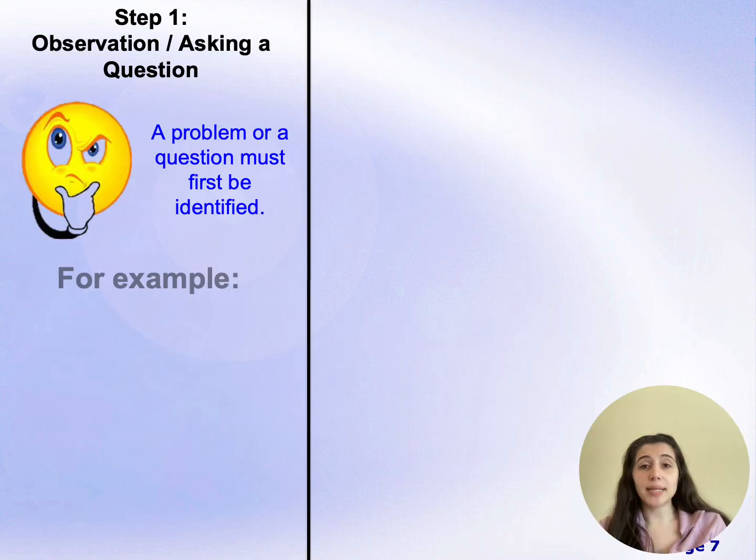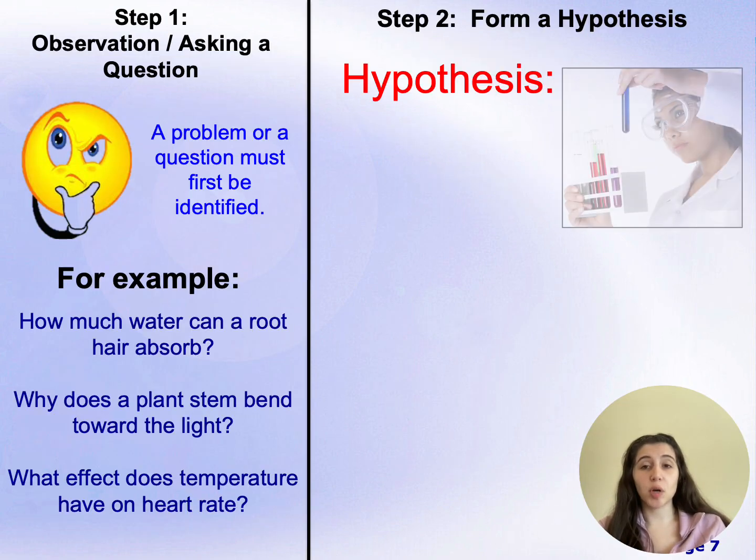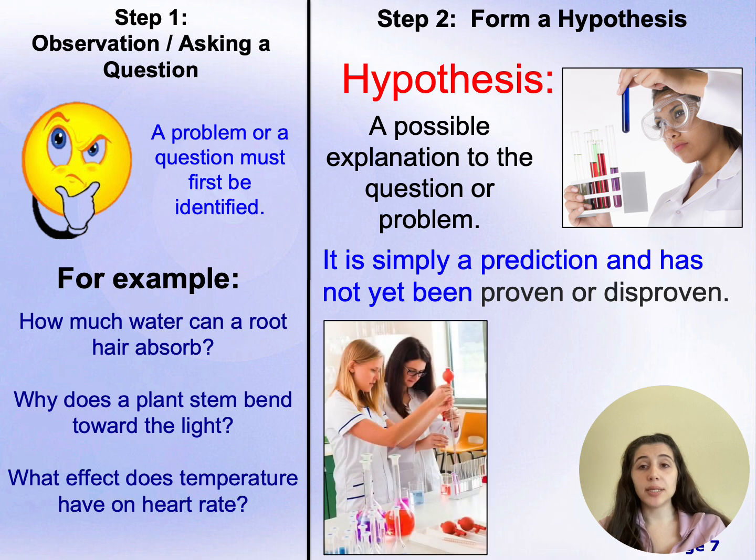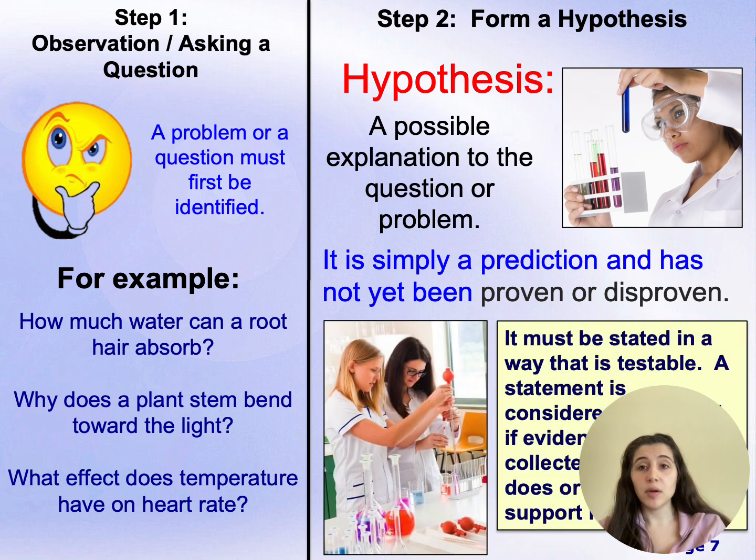Here are some examples of step 1, observation, and step 2, form a hypothesis. In step 1, you're asking a question about a problem. For example, how much water can a root hair absorb? In step 2, you are making a prediction so that it's testable. For example, the longer the root hair, the more water the plant can absorb.